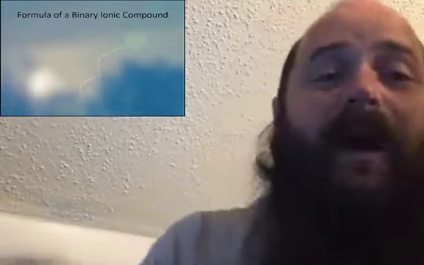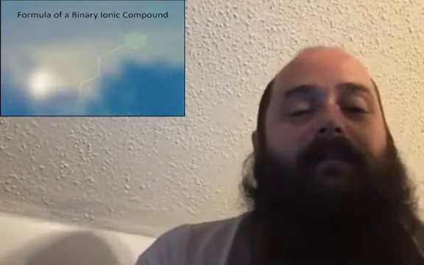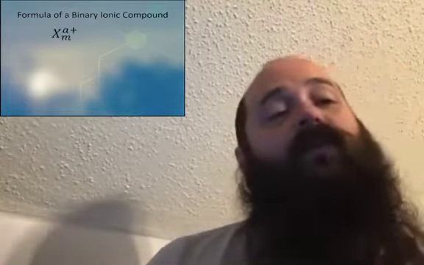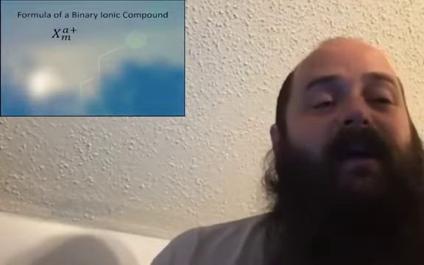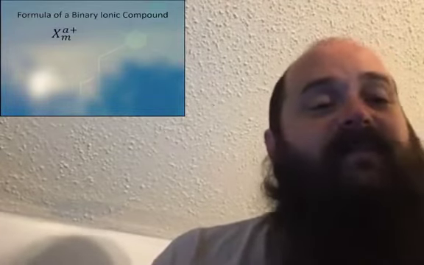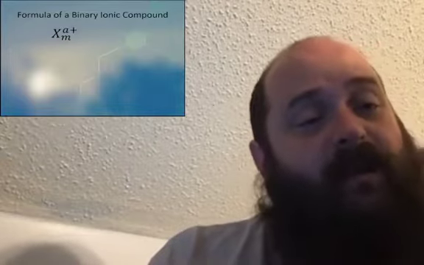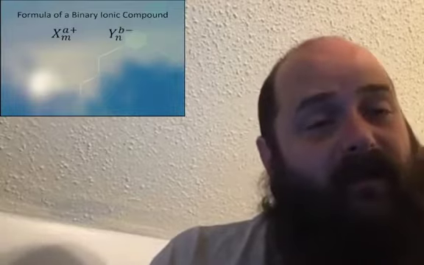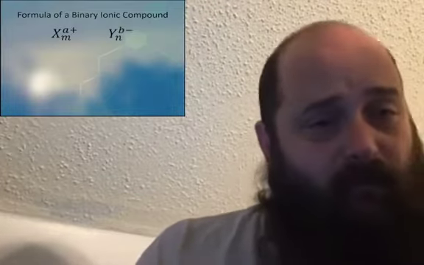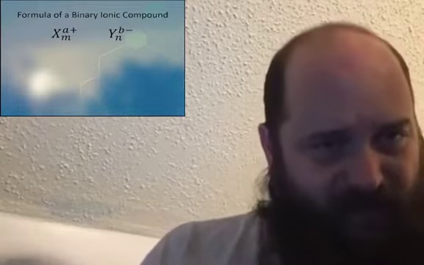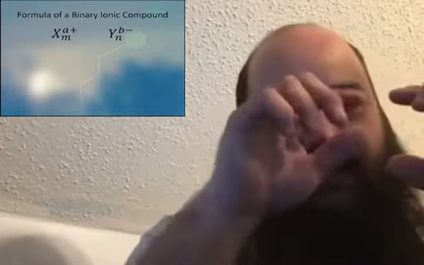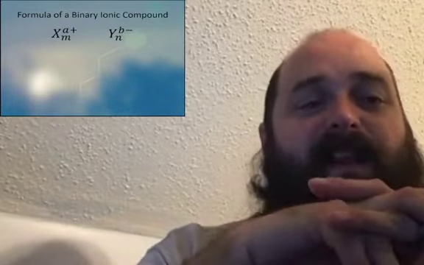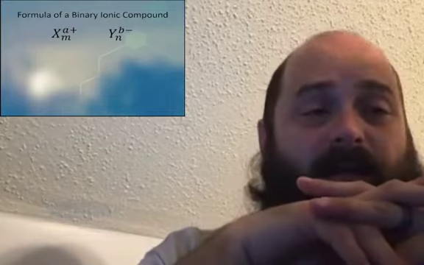Binary meaning 2, ionic meaning that it has ionic bonds, compound meaning that it is overall neutral. So, what do we talk about when we talk about a generic binary ionic compound? We will have some cation, represented by X, with an A plus charge, and there will be M numbers of that atom in the compound. We'll also have a Y anion with a B minus charge, and there will be N numbers of that anion. The idea here is A times M is equal to B times N.